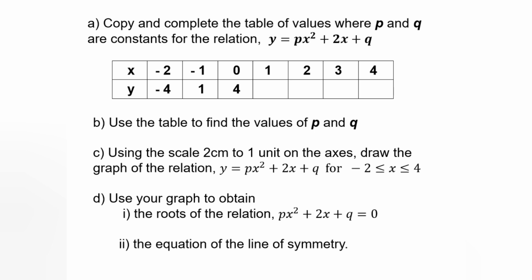In part C, we are asked to use a scale of 2 centimeters to 1 unit on the axis, and then draw the graph of the relation for the interval -2 up to 4. After that, we also use the graph to obtain the roots of the relation and also the line of symmetry. This is one of the aspects of senior high school mathematics.